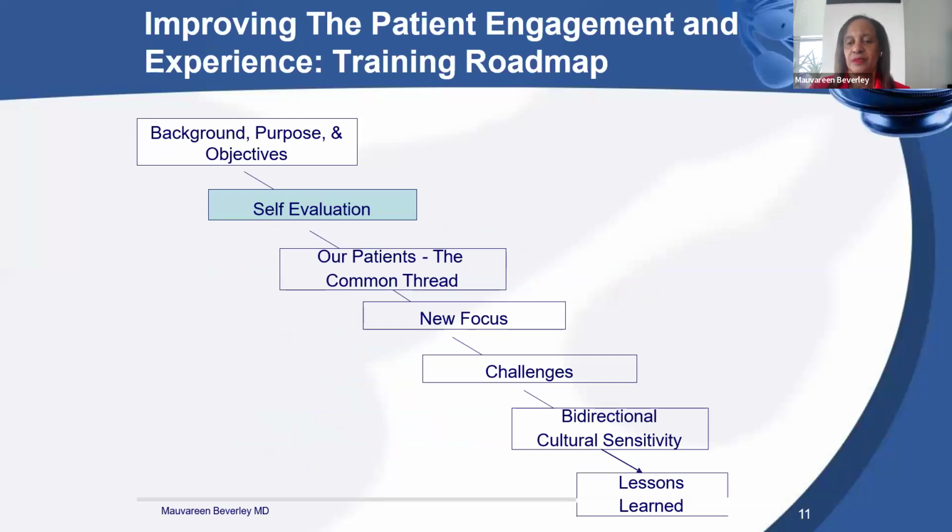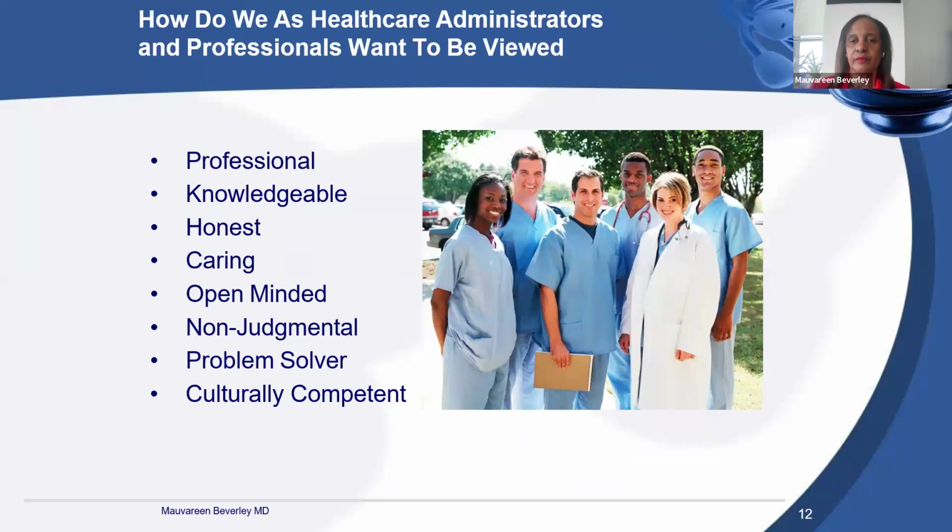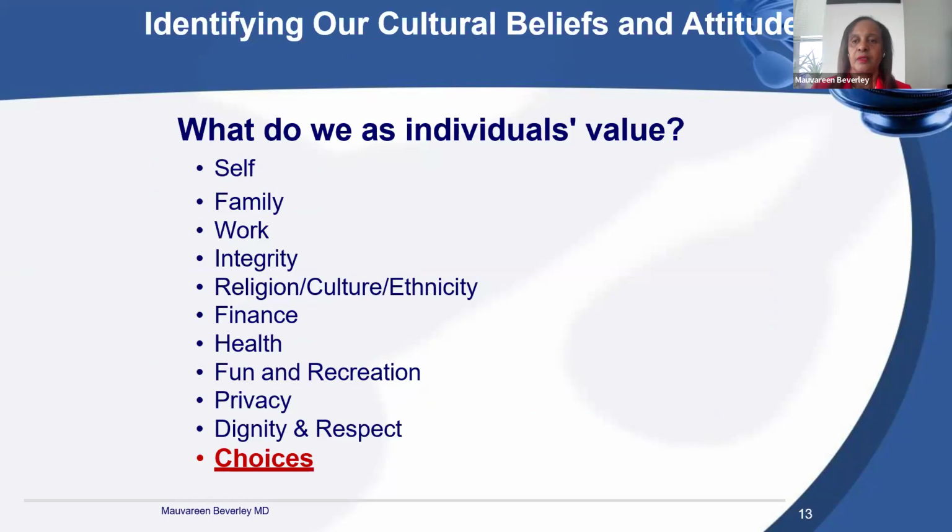So let's look at self-evaluation. What do we as healthcare administrators and professionals want to be? We want to be viewed as professional, knowledgeable, honest, caring, open-minded, non-judgmental, problem solver, and cultural competent. So what are our cultural beliefs and attitudes? What do we as individuals value? We value self, family, work, integrity, religious, culture, and ethnicity, finance, health, fun and recreation, privacy, dignity and respect, and choices. As you will note, choices is in red, and I will explain later as to why that's in red.